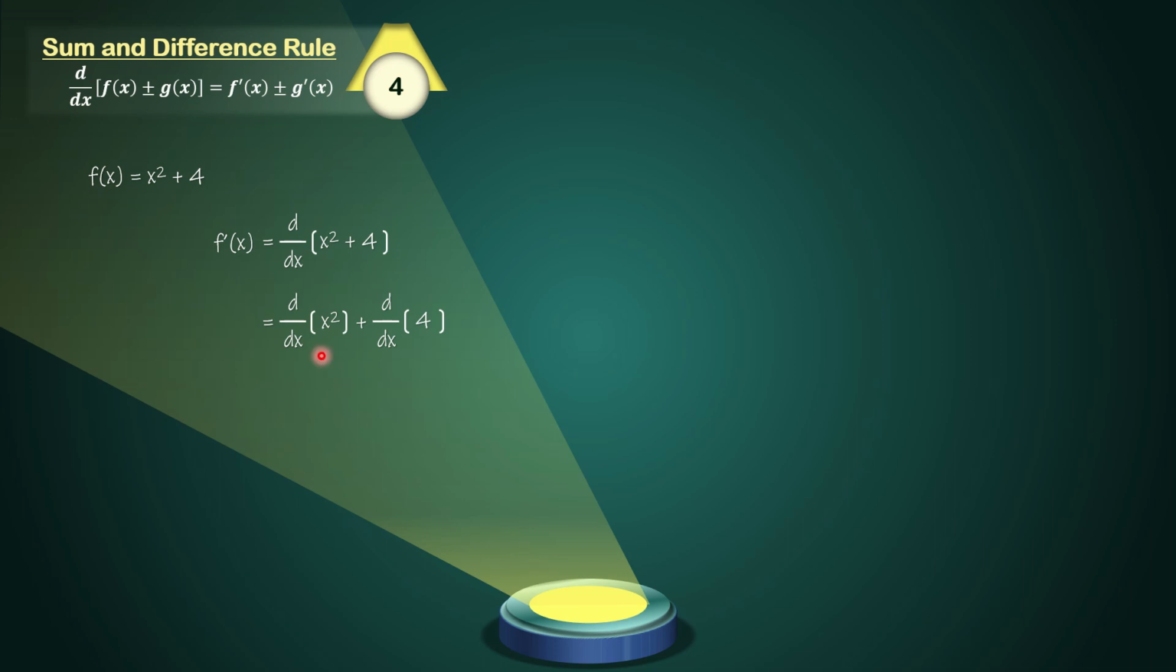In the first term, apply the power rule. Its derivative is 2 times x raised to 2 minus 1, plus, applying the constant rule in the second term, the derivative of the second term is 0. Simplify the power. The difference is 1. Simplify it further. Then, the derivative of x squared plus 4 is 2x.